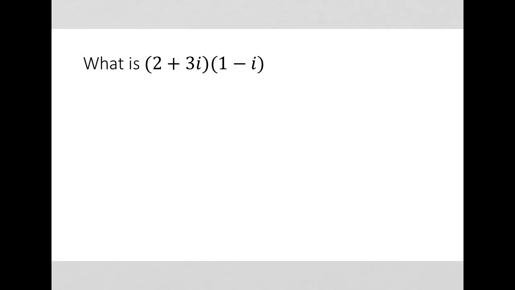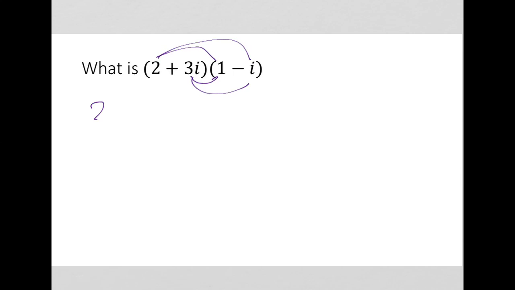Cool, cool, cool. Multiplication, again, think of it like you're distributing, and so you have to FOIL to all your terms. So 2 times 1 is 2. 2 times negative i is negative 2i. 3i times 1 is 3i. And 3i times negative i is negative 3i squared.